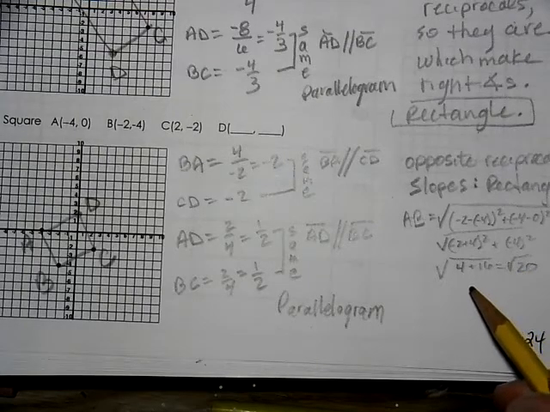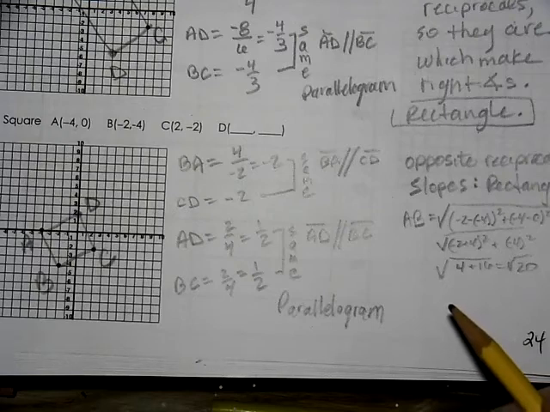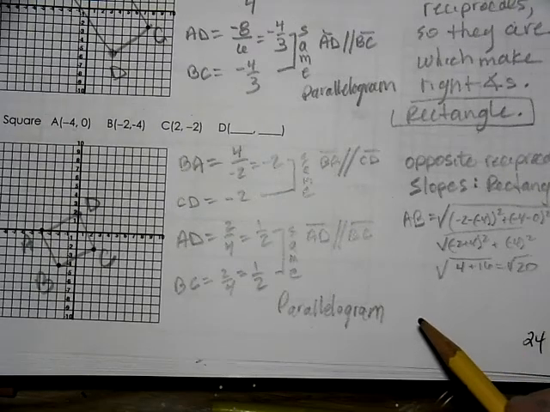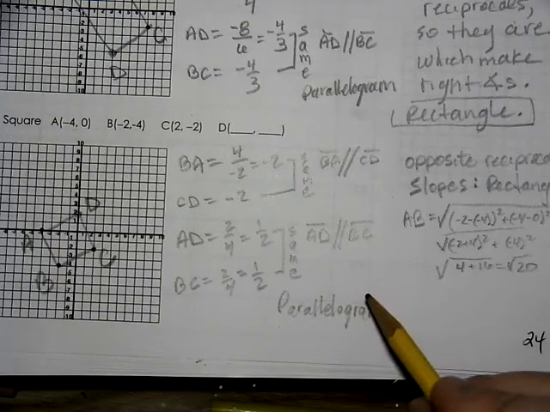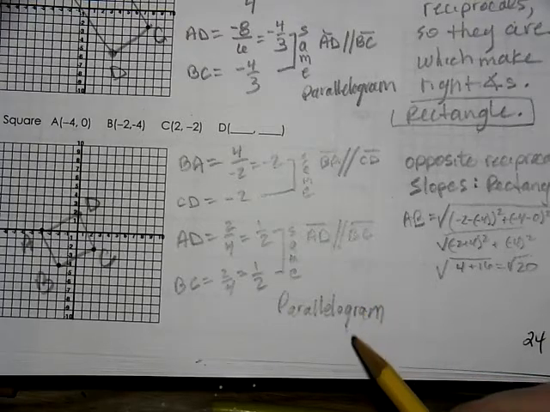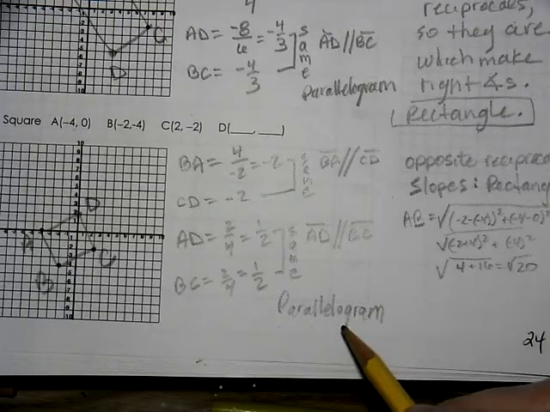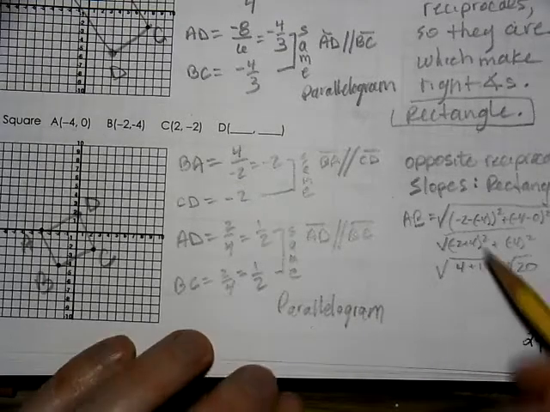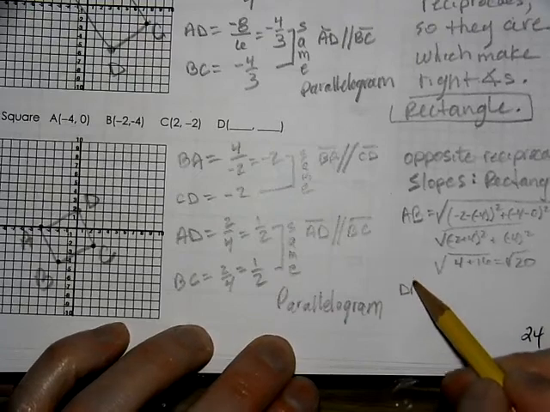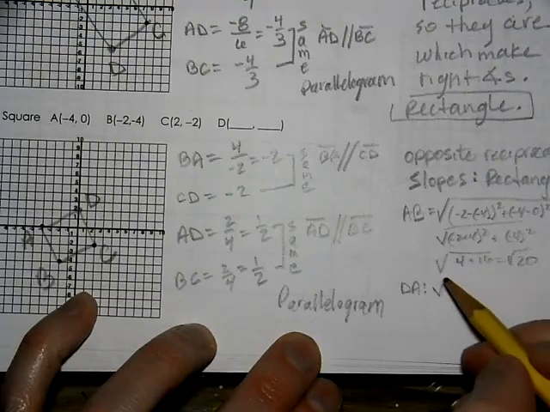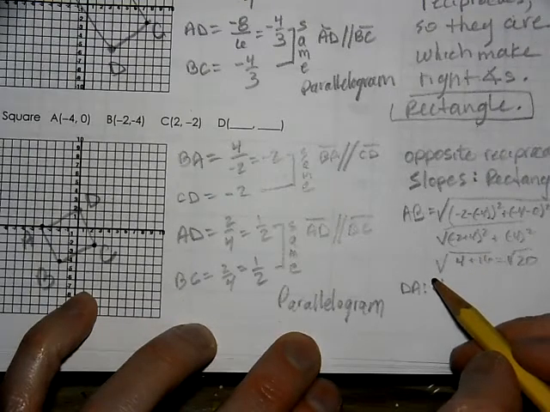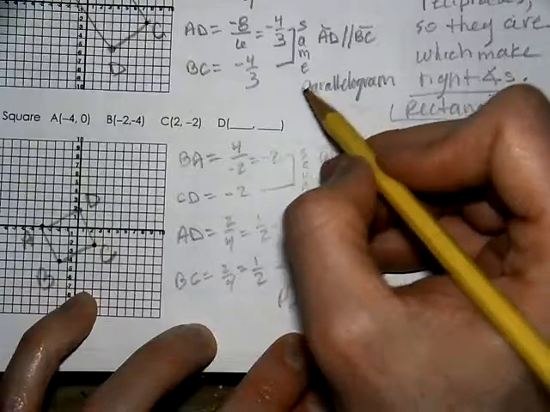Now we're going to compare that with a consecutive side, with a side that's perpendicular to that. We already know, because this is a parallelogram, that opposite sides are congruent. So no need to find DC. I know that that's the same. I need to figure out if the consecutive side is the same. D to A. Point D was 0, 2.